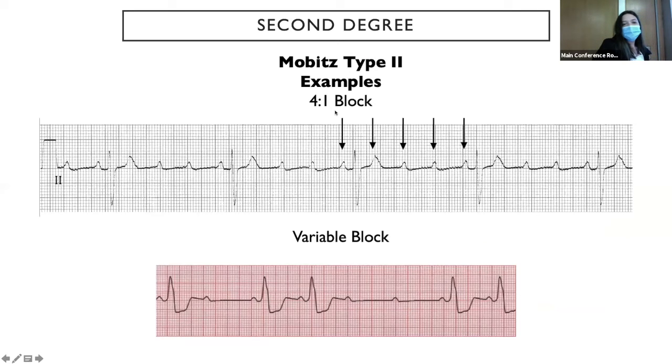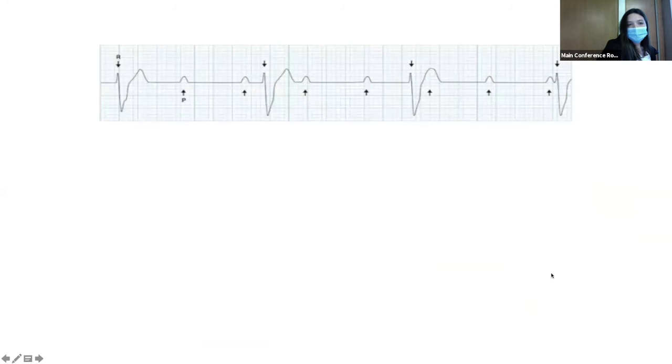So this is a 4-to-1 conduction block where we have 4 atrial beats, and then you have 1 QRS. And this is a narrow QRS example, and then here we have a variable block where you have a wide QRS. Okay, next.